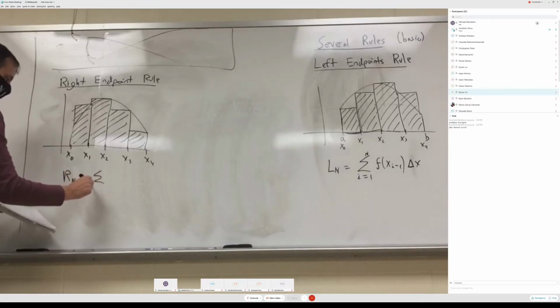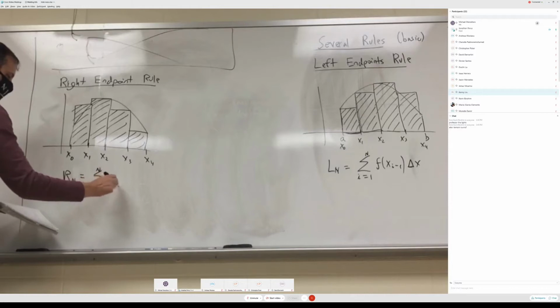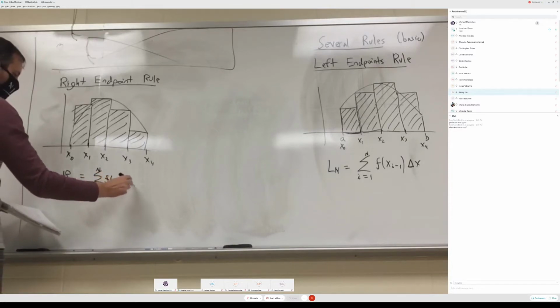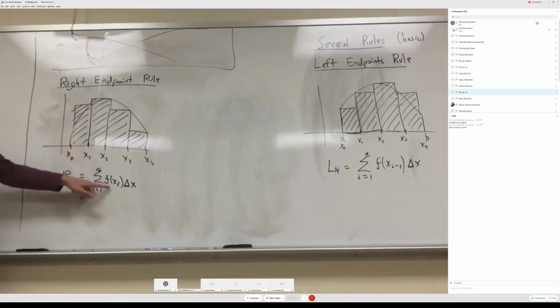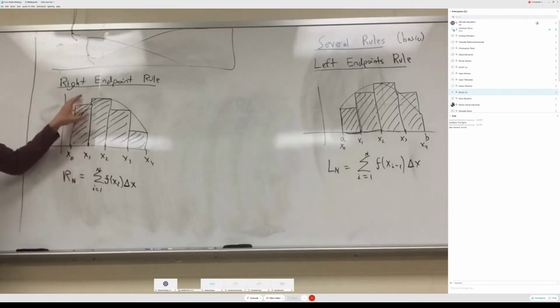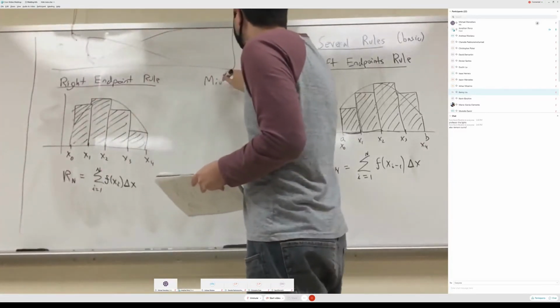It'd be the summation from i equals 1 to n of f of x sub i times delta x. Because the first one we use for the first interval is the x1 point. So f of x1 times delta x, f of x2 times delta x. And I'll put up the midpoint rule as well.